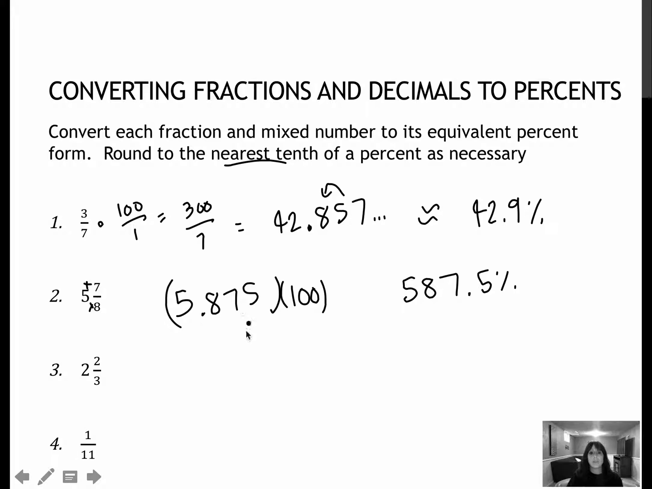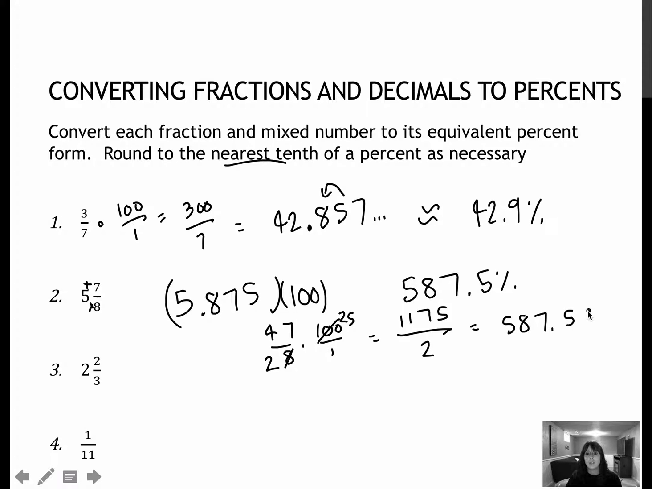The other way to do that question is, of course, to take 5 times 8, which is 40, plus 7. I would get 47/8 times 100 over 1. In that way, I would then, of course, reduce. I would reduce this by 4 and reduce this by 4. And I would end up with 47 times 25, which is 1175 divided by 2. And if I divide that number by 2, I get 587.5, and then of course that would be a percent. So notice I get the same answer either way.